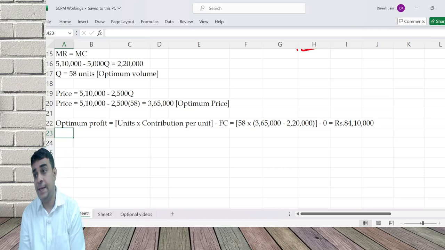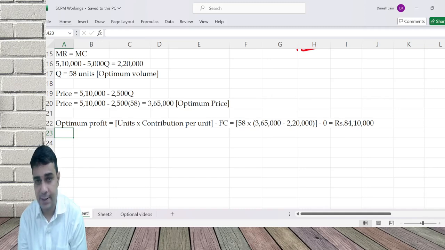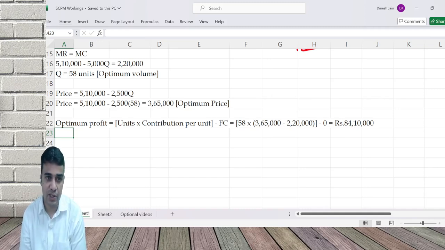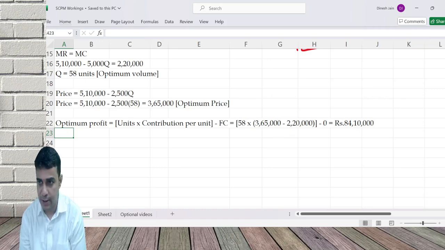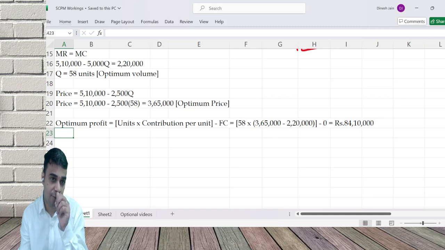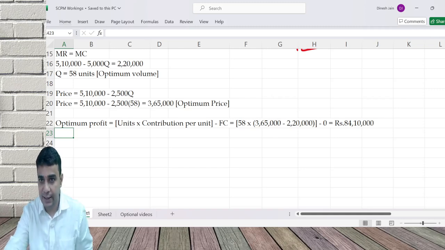If you fix any other price, you will get only a lesser profit. Any price you can take, because price will change the volume. Volume changes, profit will go down. Any volume you can check. If I do 60 units, price would have been 5,000 lesser, 3,60,000. So 60 into 1,40,000, I make a profit of 84 lakh.